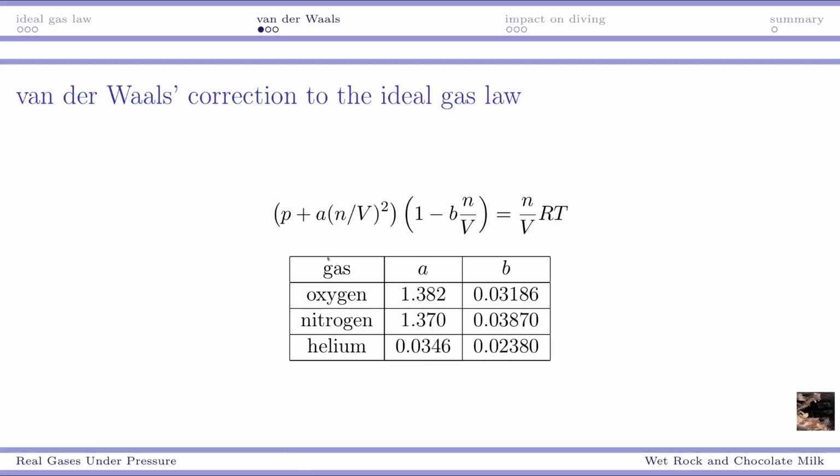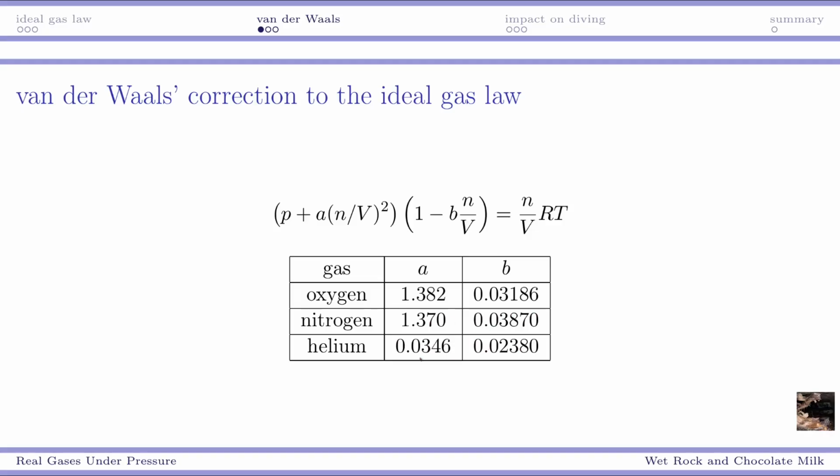So, taking P is equal to density times RT, Van der Waals says we need two correction terms. First, we need a quadratic term on the density to the pressure, and then we multiply all of this with a linear term, depending on the density. And the two constants that we have here, A and B, they will depend on the gas that we're breathing, or that we have in our cylinder. So for oxygen, A is about 1.382 and B is about 0.03186. Nitrogen, very similar values.